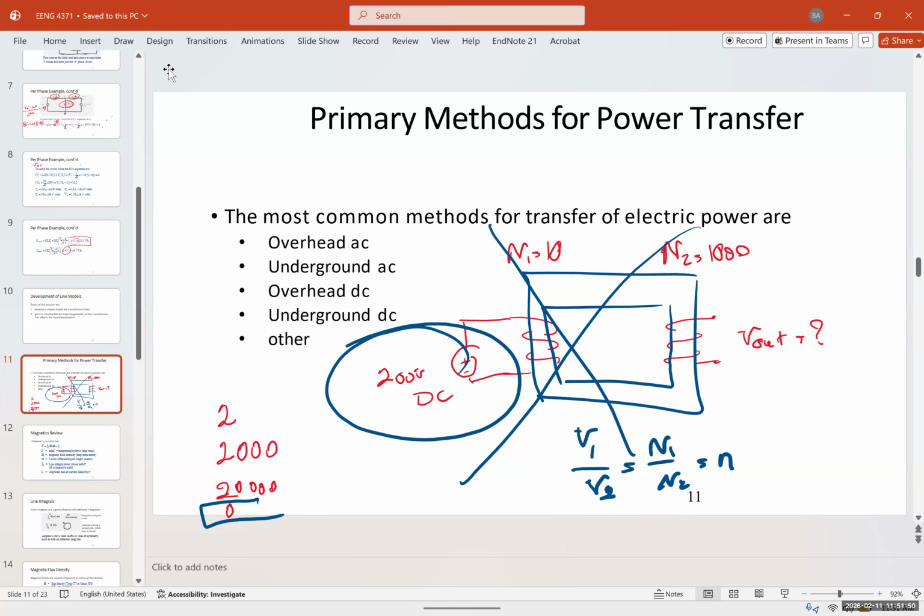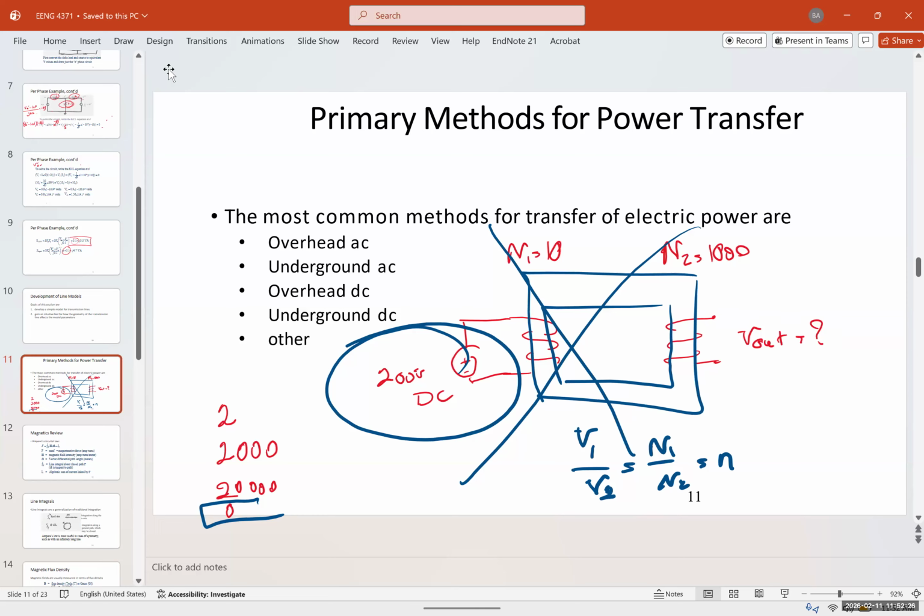That's the reason DC failed at the beginning. They call it the current wars between General Electric and Westinghouse, which was Edison and Tesla. Edison went with DC, but the problem was you couldn't increase the voltage. You were stuck with the voltage that you produced on the generation side. But with AC, you were able to increase the voltage and decrease the current to be able to transmit it over long distances.